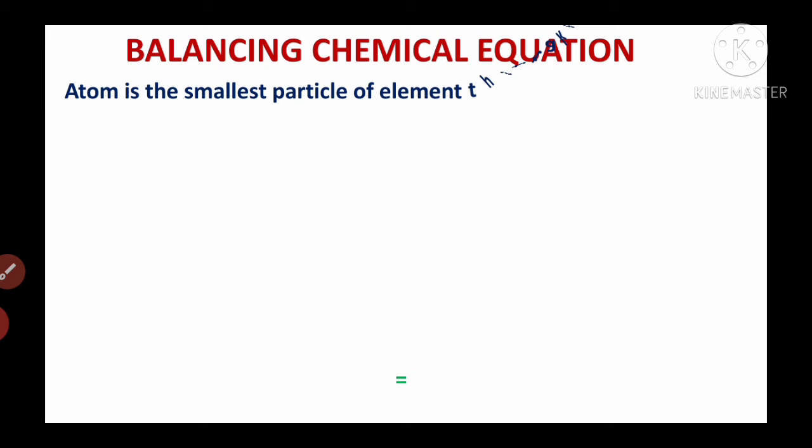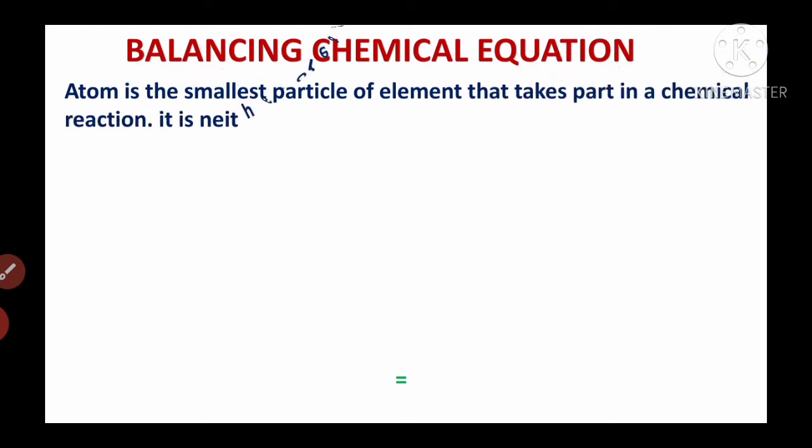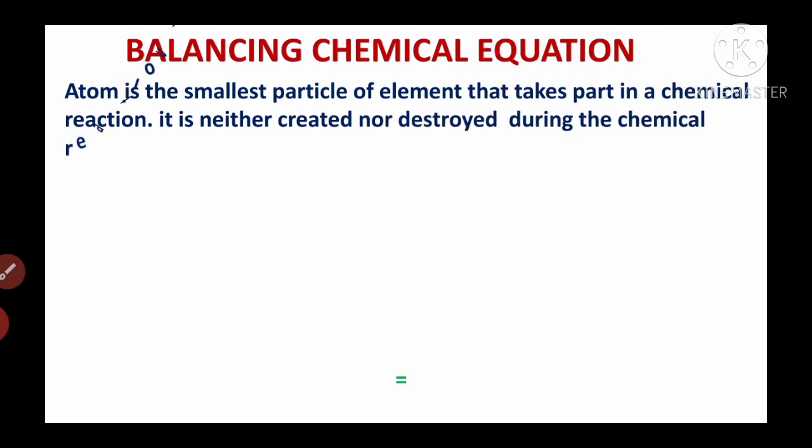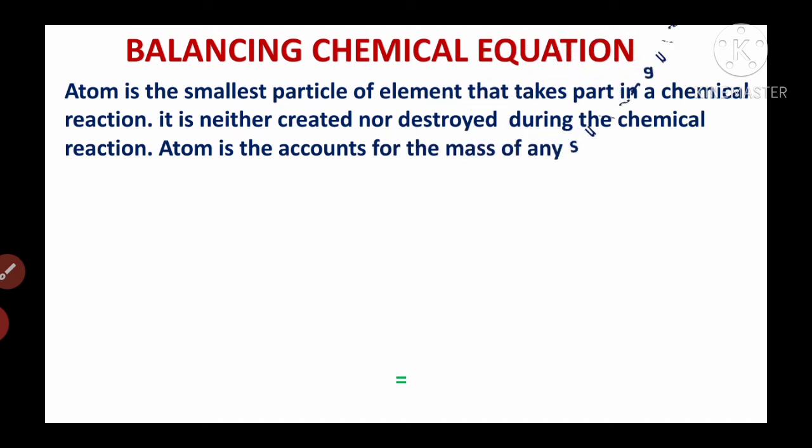So, balancing of chemical equations. We know that an atom is the smallest particle of an element that takes part in a chemical reaction, and an atom is neither created nor destroyed during the chemical reaction, and atoms account for the mass of any substance. Let us consider some examples. Water has some weight. Where does that weight come from? The weight comes from the H2O molecule.